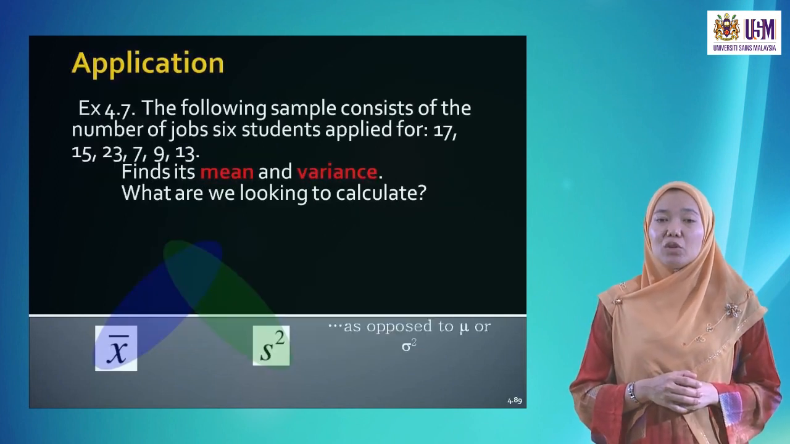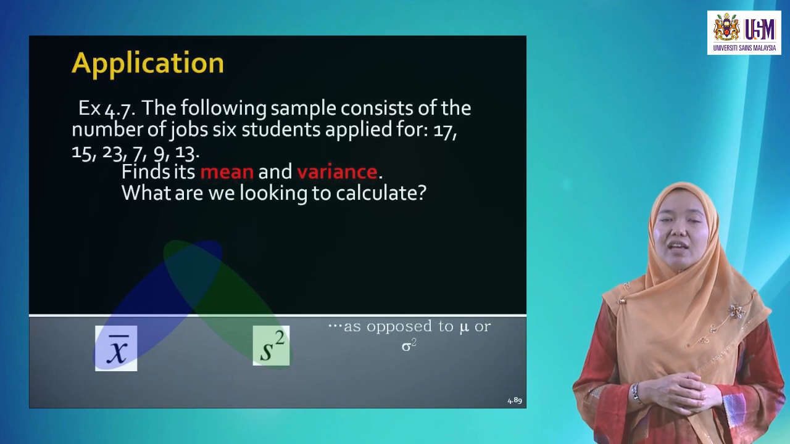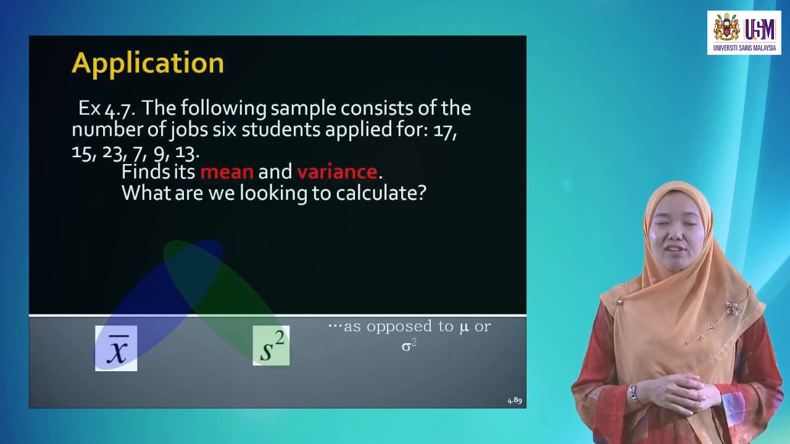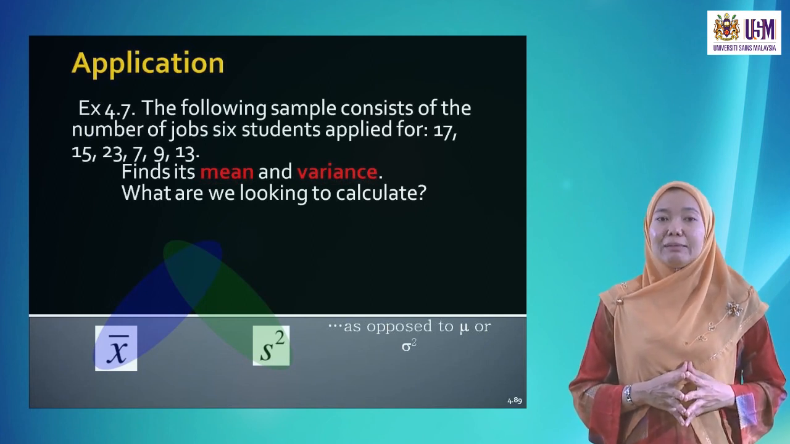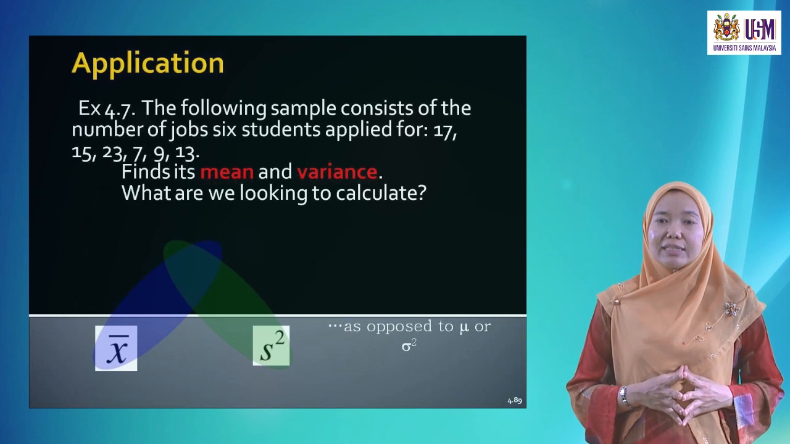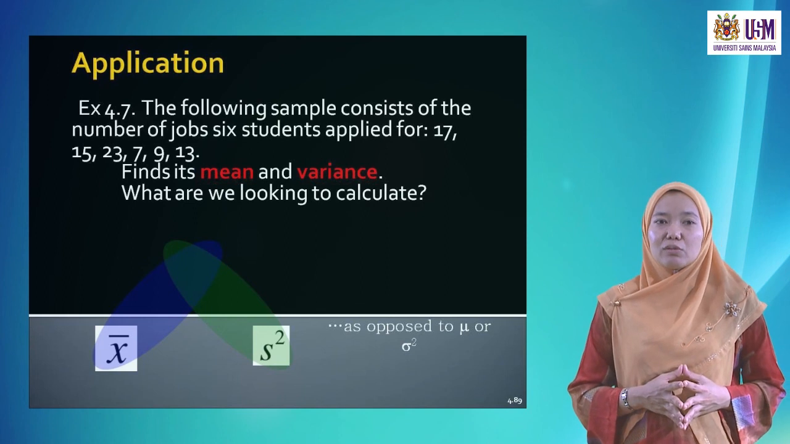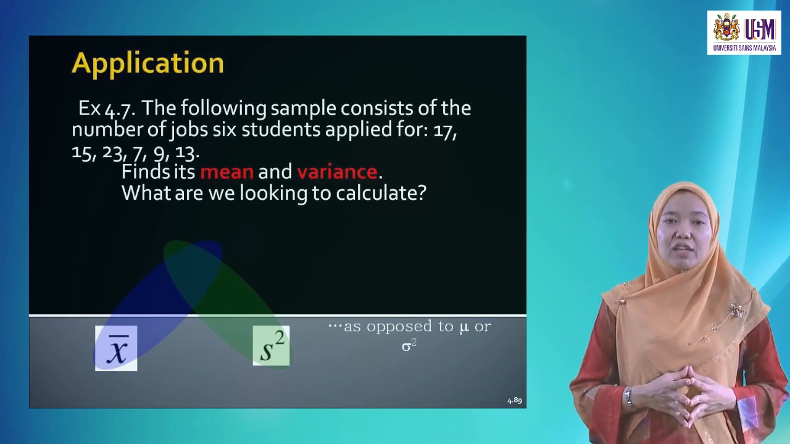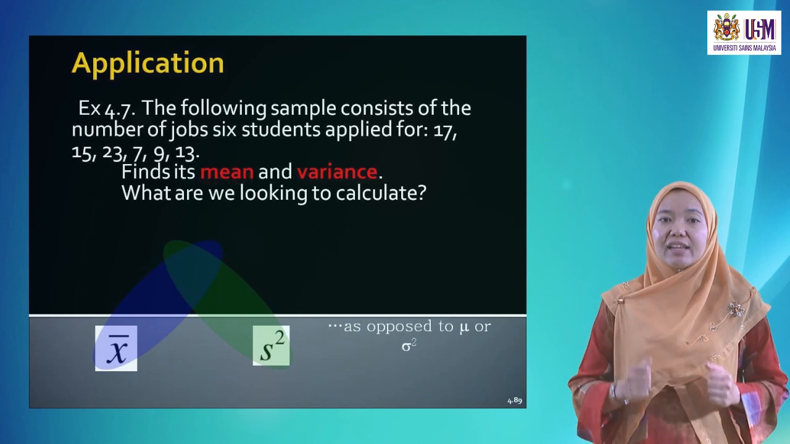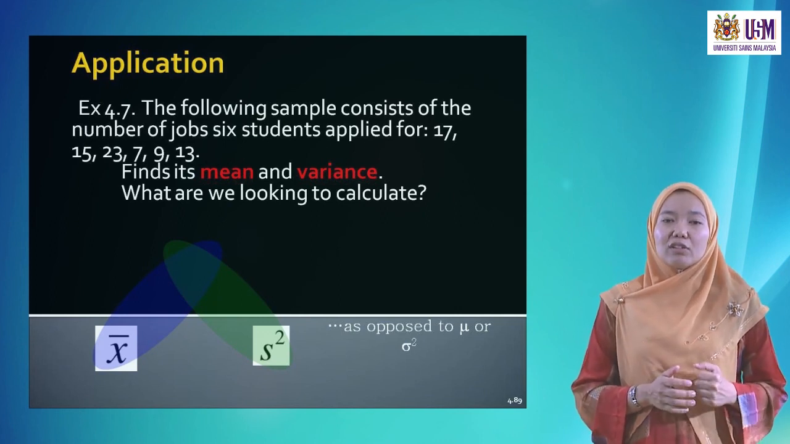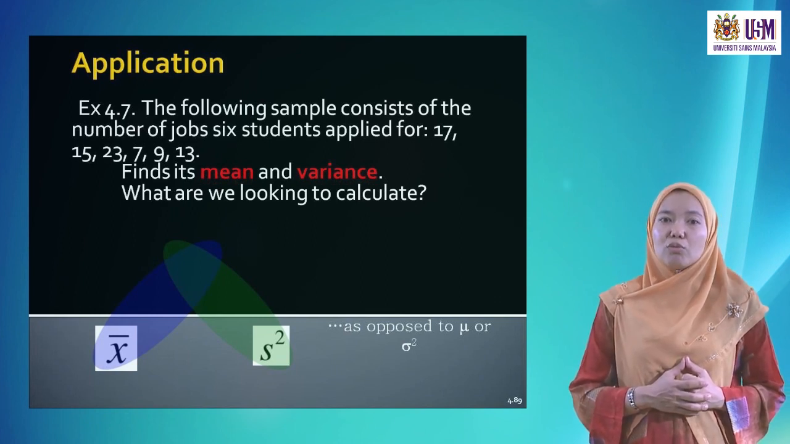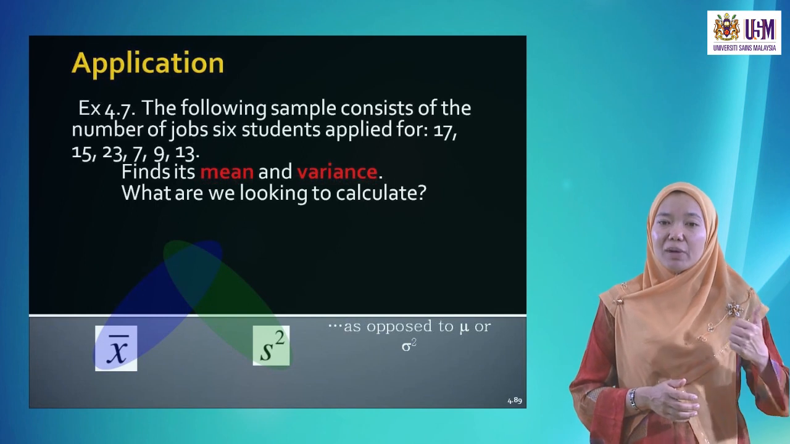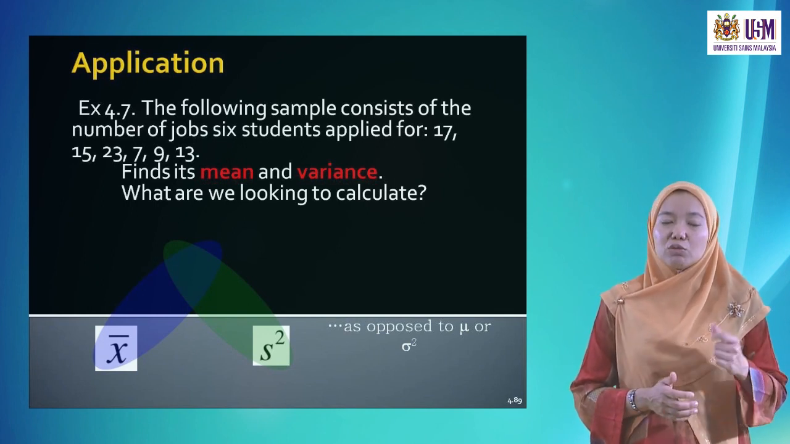Before we go further discussing the different formulas for variance, let's look at the application of variance. Why do we need to calculate variance? This one is from example 4.7. The following sample consists of the number of jobs 6 students applied for. We have observations 17, 15, 23, 7, 9, and 13. What you need to do is find its mean as well as its variance. So what we are looking to calculate is x bar as well as s square. This one is for a sample.